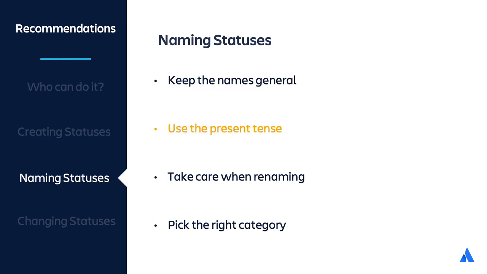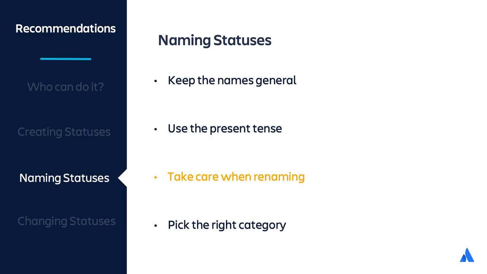Use the present tense when naming statuses. Showing users that the issue is in review right now or in testing clearly indicate what is or should be happening, whereas using a past tense like reviewed or tested tells them what's already happened. Green statuses like resolved are an exception, as they appear at the end of a workflow where no more work is to be done. While you can change the name of a status, it's best to do so when it's either new or not used as much.